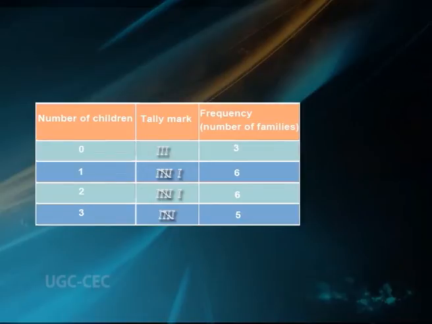Counting the tally marks, the frequency of each value: for 0 it is 3, for 1 it is 6, for 2 it is 6 and for 3 it is 5. In common, the values of a discrete variable are represented in an ungrouped frequency table, and those of a continuous variable are presented in a grouped frequency table. The method is as follows.